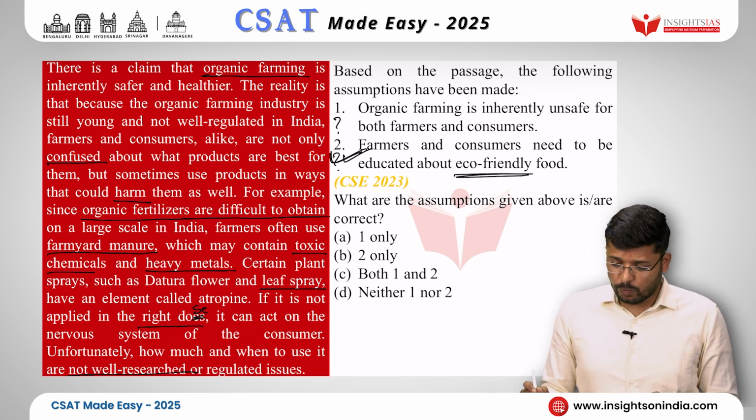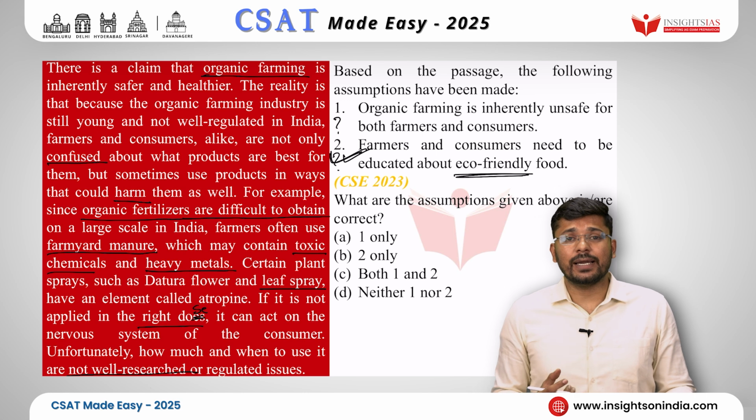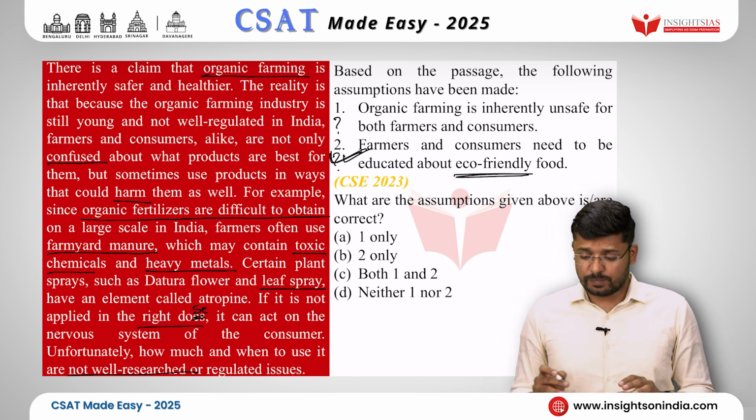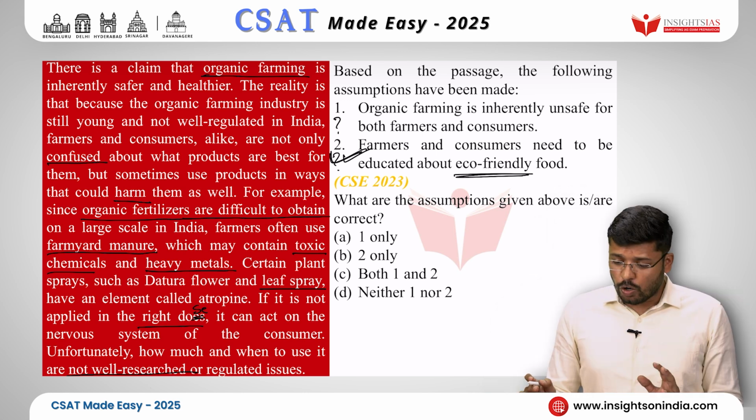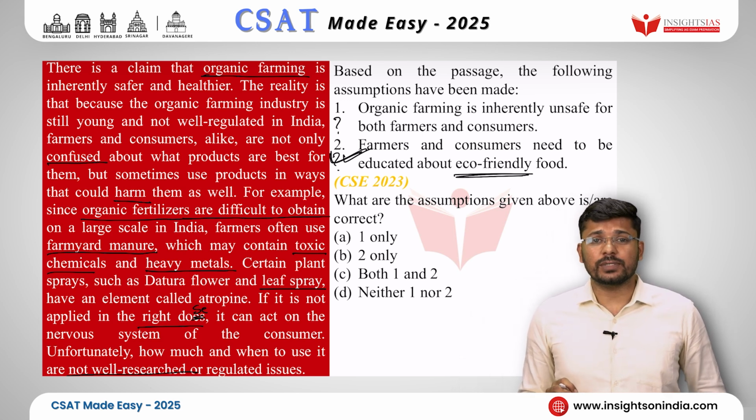Let's go back to assumption 1 now. Organic farming is inherently unsafe. What does inherently mean? It means within itself and outrightly. Organic farming is outrightly unsafe for both farmers and consumers. Is it unsafe?